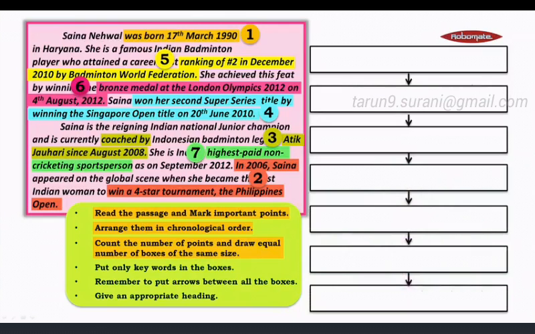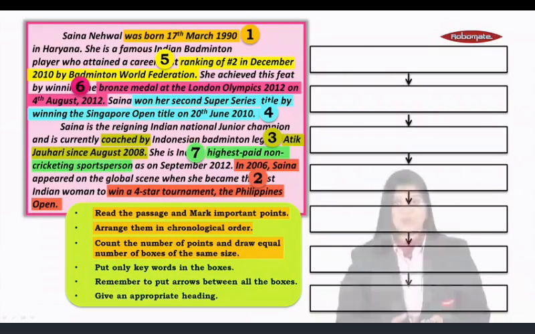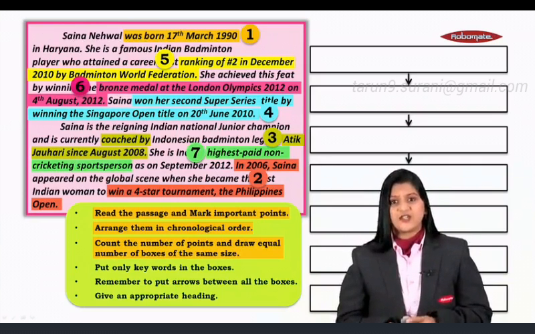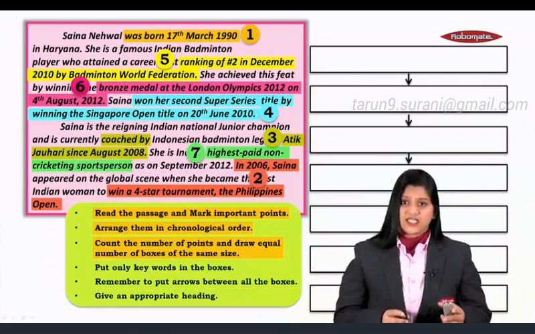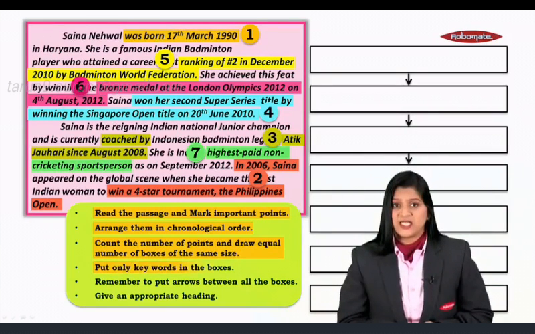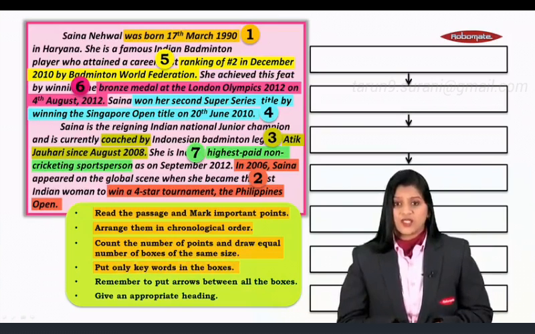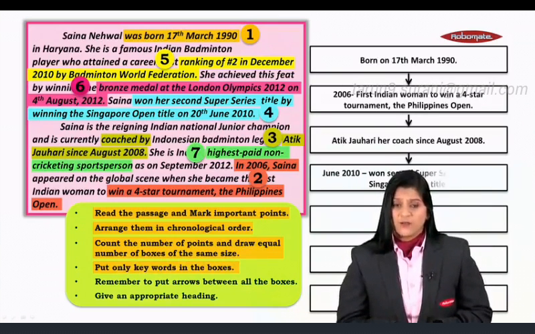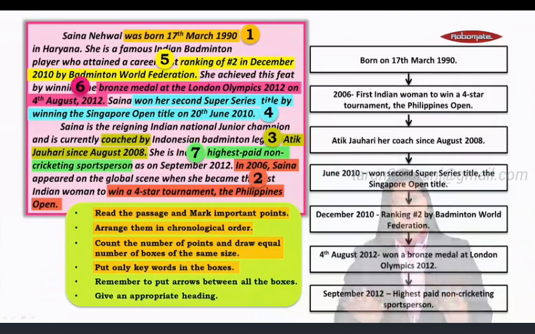Now the next point is, put only keywords in the boxes. That means once you have created your flow chart, pick the point but don't write everything. For example, Saina Nehwal was born on 17th March 1990. Instead of writing the entire sentence, put born on 17th March 1990. That is how you are going to put all the keywords into your boxes. For each point, only the keywords are required and nothing else.